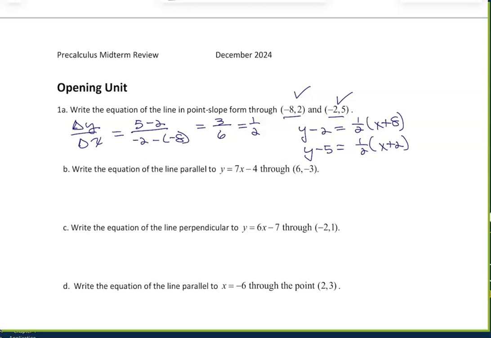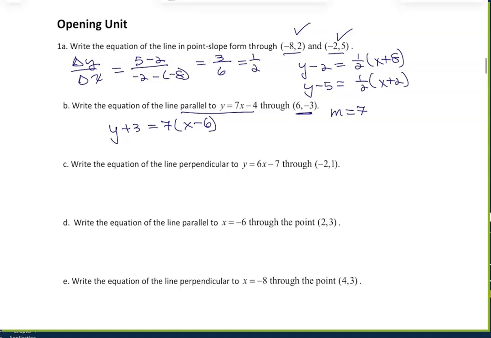Write the equation of the line parallel to this line. So what I need to know right away is that my slope is 7. And if it has to go through this point, I'm going to use point-slope form again. So I'm going to get y minus, in this case the y is a negative 3, so that's going to make this a plus, and that's going to equal my slope, 7, times (x minus 6). So again, this point-slope form is the easiest form to write our answers in.